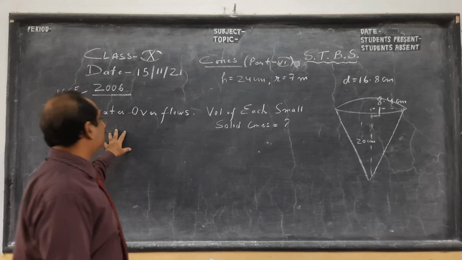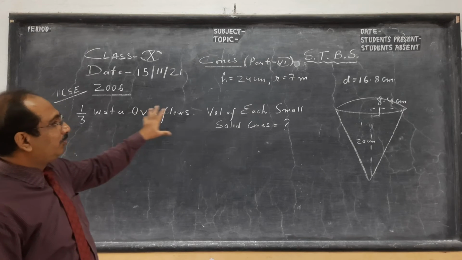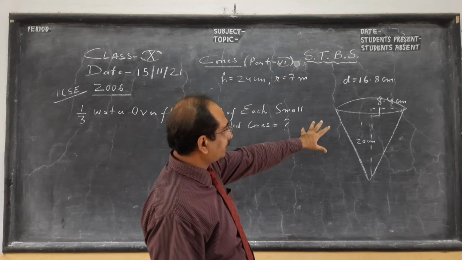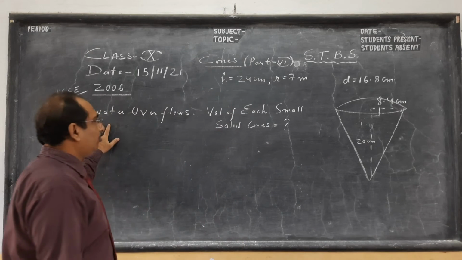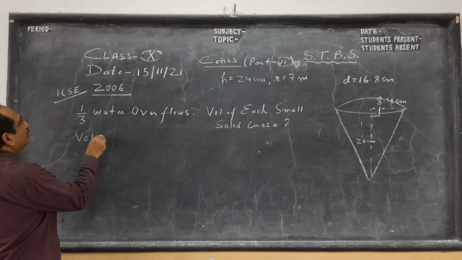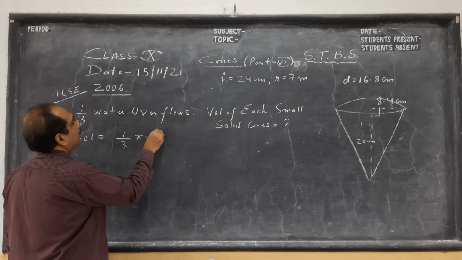So here what it is there in 2006. Here children, calculation is little harder. So we have a big cone whose dimensions are given. So first let us find the volume. What happens I'll tell you after that. So volume of the cone we know. So the big cone is 1/3 pi r square h.